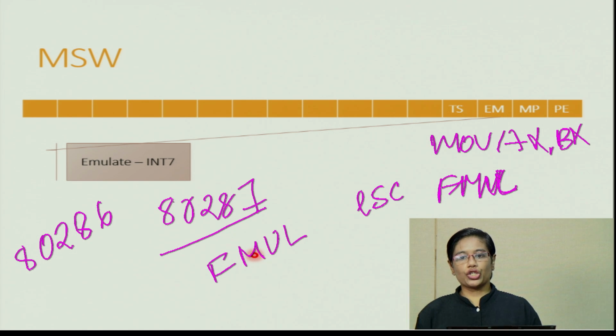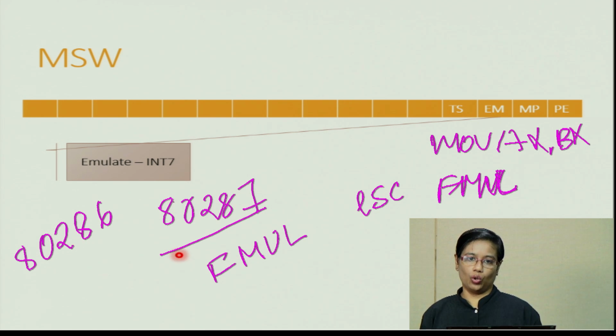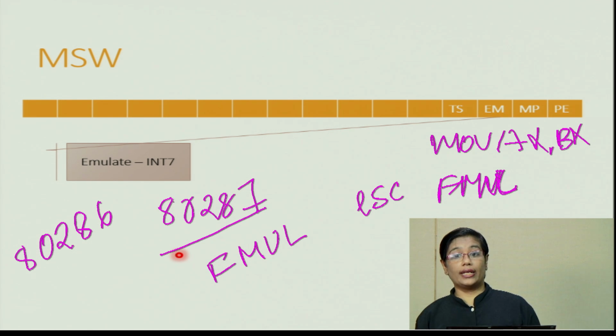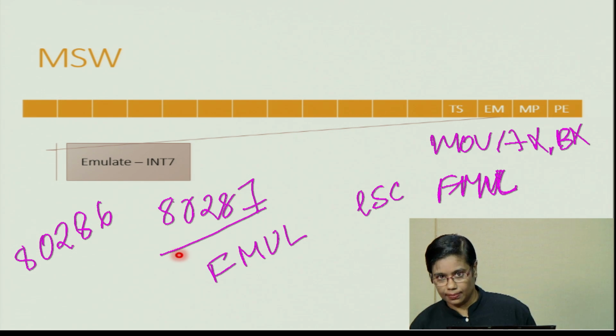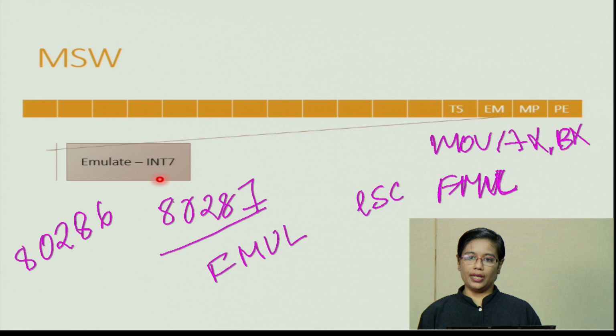Your normal instructions will be mixed up with the floating point instructions. The normal instructions are executed by the 80286, but a floating point instruction comes with an escape prefix. So this instruction will be treated as a no op by the 80286 and will be executed by the 80287. In case you don't have an 80287 present in your system, then if an instruction has an escape prefix, interrupt 7 will be raised.